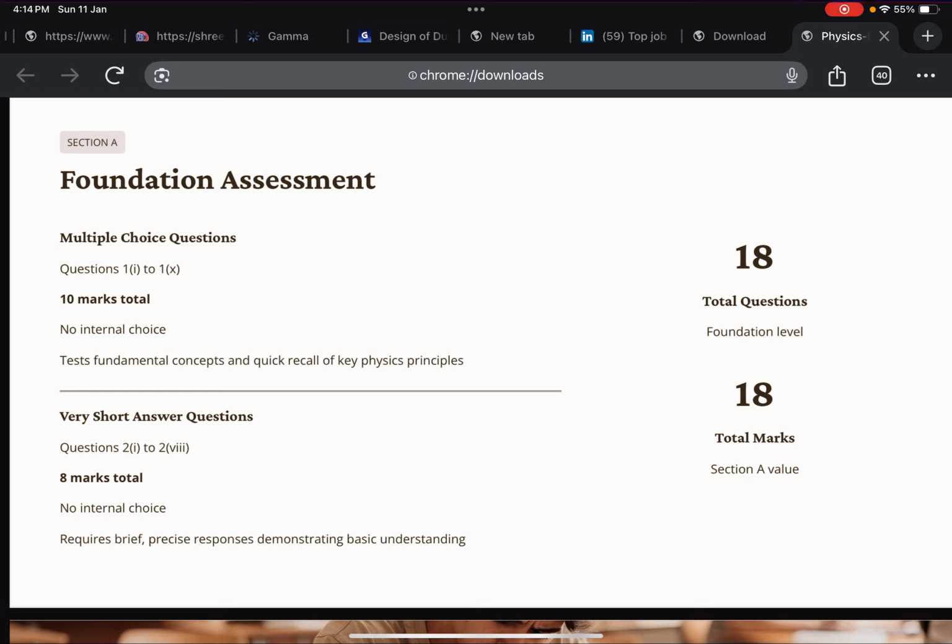In the same section, that is the foundation section, students are required to write very short answers. That would be question 2, parts 1 to 8. So there would be around 8 questions, and each question would be of 1 mark. So the total marks is 10 plus 8, which is 18. So 18 marks can be gained in section A if your fundamentals are clear, and this obviously is not very time consuming if you know the answers.